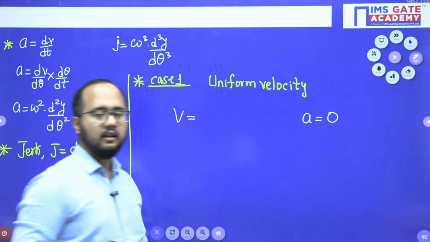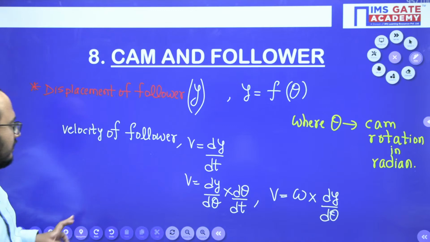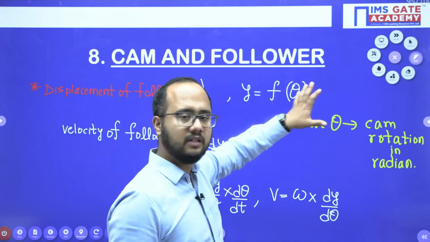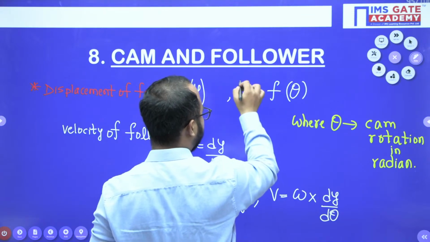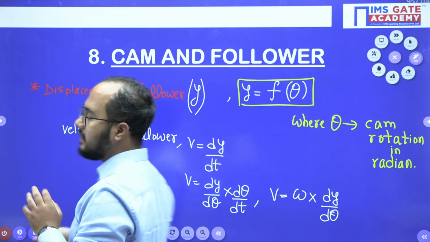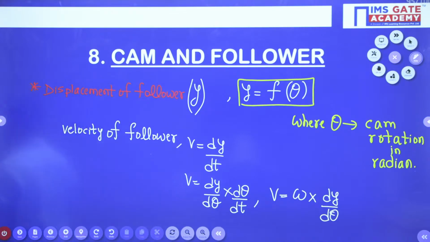Clear, everyone? First of all, tell me, in this one, any doubt? See, this relation we need to establish. That is what the task. Okay, that is the main sole purpose of the analysis of cam and follower. Is there any problem in this case in order to calculate the velocity and acceleration and as well as the jerk? Tell me, everyone.